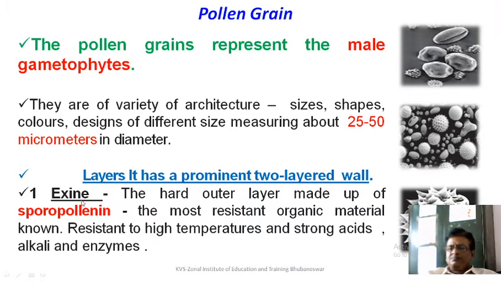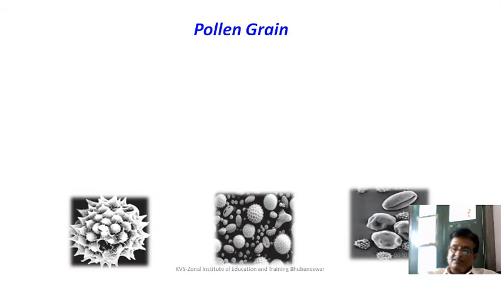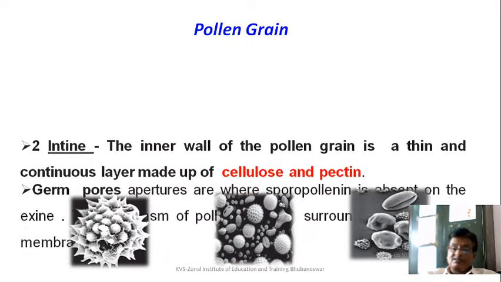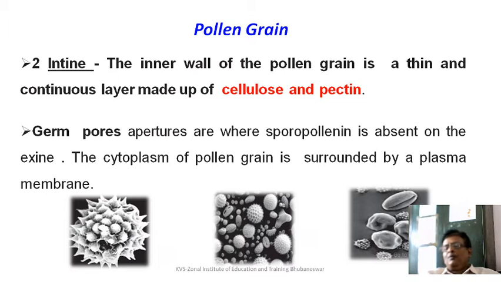The outer layer is made up of a very tough, resistant, rigid chemical called sporopollenin. It is virtually the most resistant organic material that is known. Resistant to high temperature and strong acids and alkali as well as enzymes. If a person or animal eats the pollen, they cannot digest it because sporopollenin is not affected by enzymes. What a degree of resistance it has got. When it comes to the intine, it is made up of cellulose and pectin. It is thin and elastic.